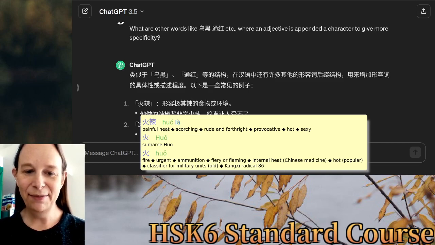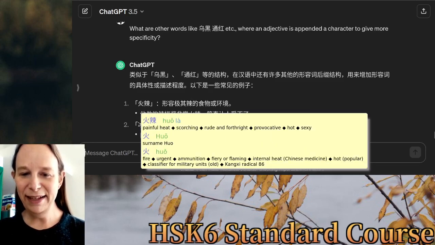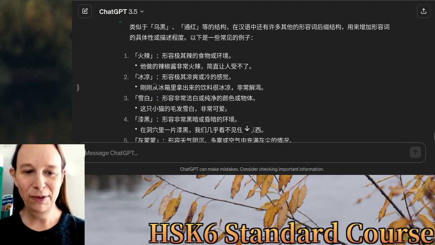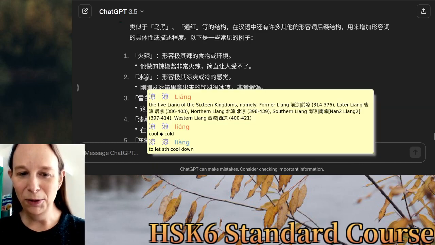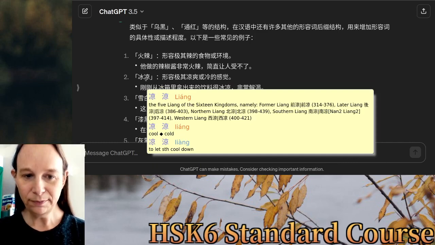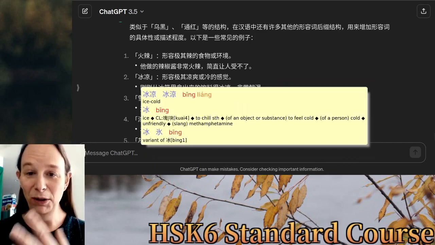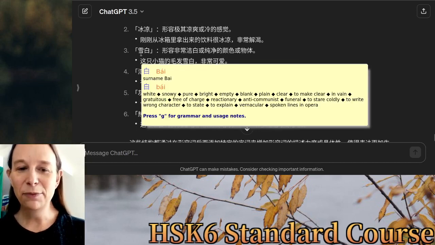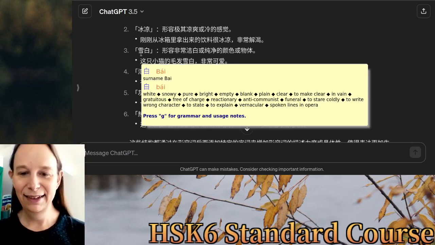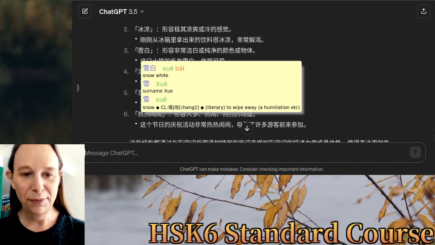Maybe that's not the best example. Because it doesn't restrict the scope. 冰凉. Yeah, this is 凉 means cold or cool, right? 冰凉 is as cold as ice. Yeah. 雪白. Oh, that's a good one. As white as snow or snow white. 雪白. As white as snow.